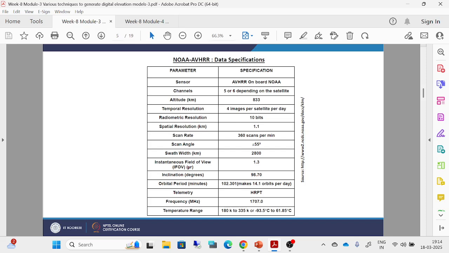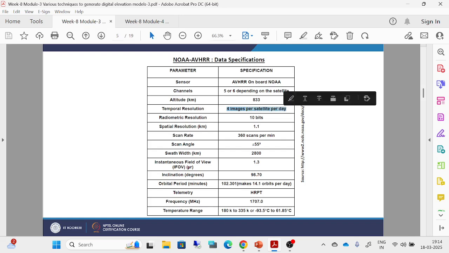So the spatial resolution, here you can see it's about 1 kilometer for this NOAA AVHRR, and that's 1000 meters. Okay. And then the temporal resolution, because the different types of resolution will be discussed, I think.